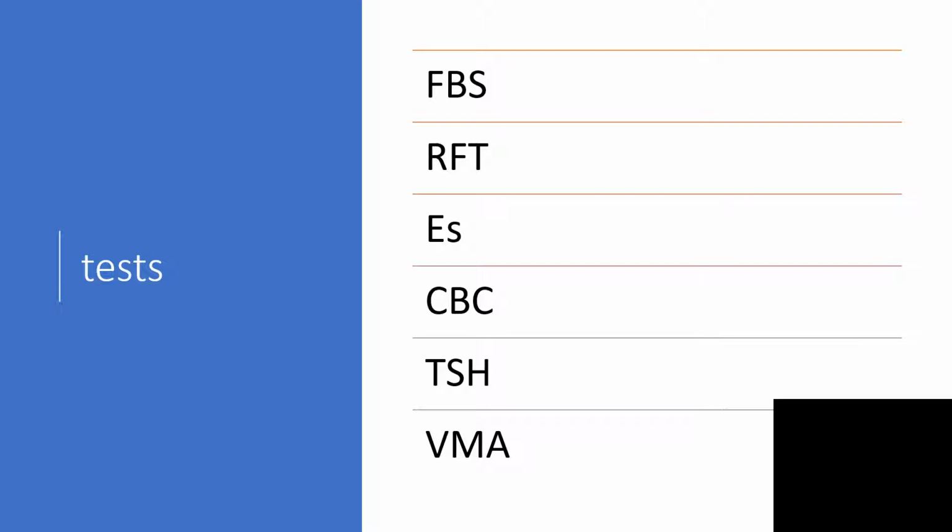Tests. You do fasting blood sugar to rule out diabetes mellitus if you have never been diagnosed with it before. You want to know what is happening to the kidney, so you do renal function tests. You do electrolytes, complete blood count, thyroid stimulating hormone to know what is happening to the thyroid gland, and of course, vanillylmandelic acid in case we want to rule out pheochromocytoma. How you present, the age, the race, the gender will determine what we'll be asking for.